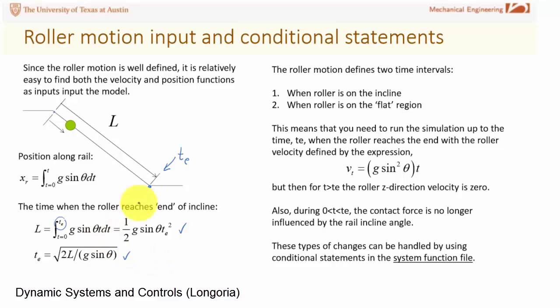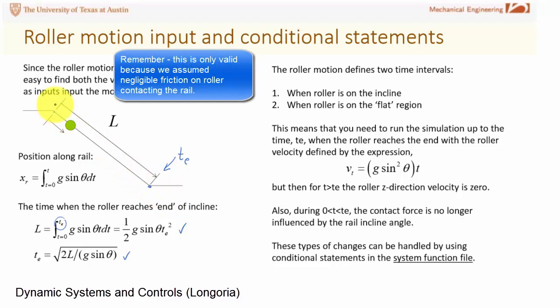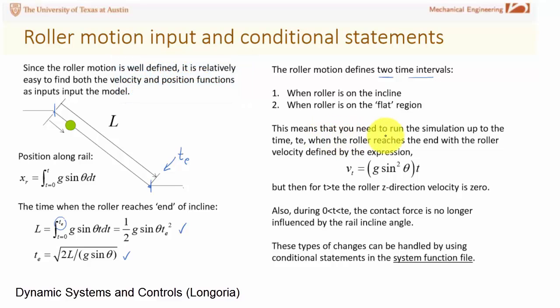And that's important because you want to split the inputs over time intervals. So now the roller motion is defined over 2 time intervals: one when the roller is on the incline and one when the roller is flat. That means you can run the simulation up to some time t sub e, when the roller reaches the end, and that's when the vertical velocity is as we just found.